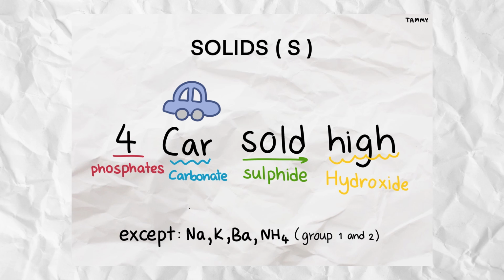Do you remember this? Yeah, me neither. This helps you remember that most compounds with these ions can dissolve in water. The P stands for phosphates, C for carbonates, S for sulfides, and H for hydroxides. The four of them generally can dissolve in water.